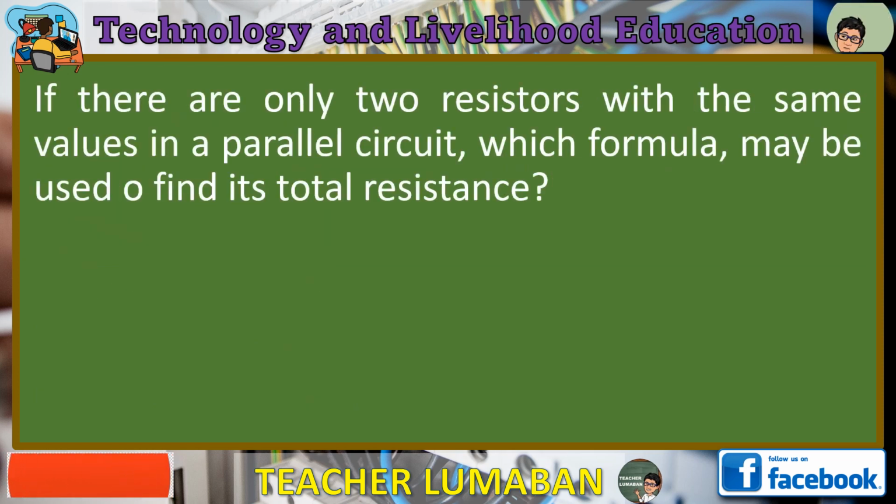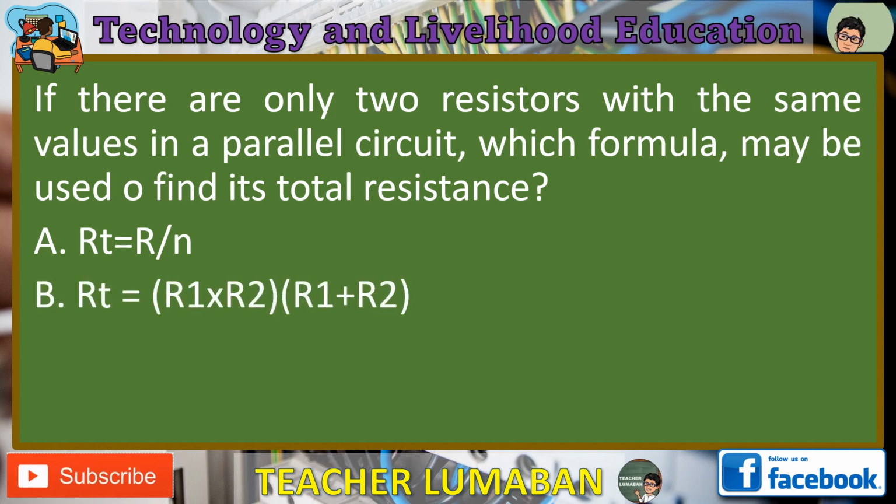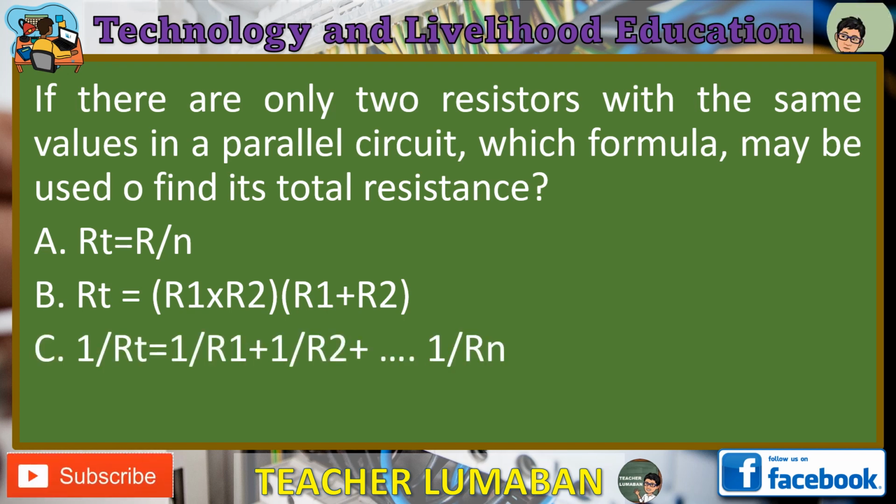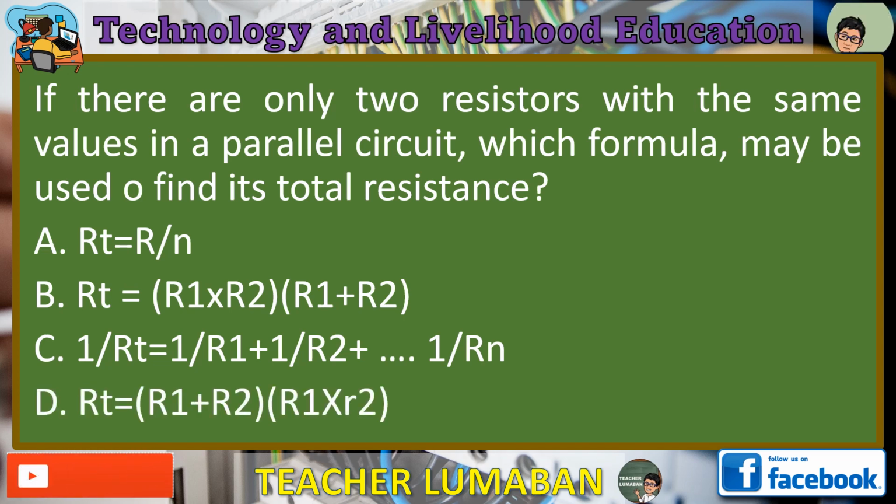If there are only two resistors with the same values in a parallel circuit, which formula may be used to find its total resistance? Letter A, R total equals R divided by N. Letter B, R total equals R1 times R2 over R1 plus R2. Letter C, the reciprocal of R total equals the reciprocal of R1 plus the reciprocal of R2 plus 1 over Rn. Letter D, R total equals R1 plus R2 over R1 multiplied by R2. In the next 5 seconds, select the best response from the available options.